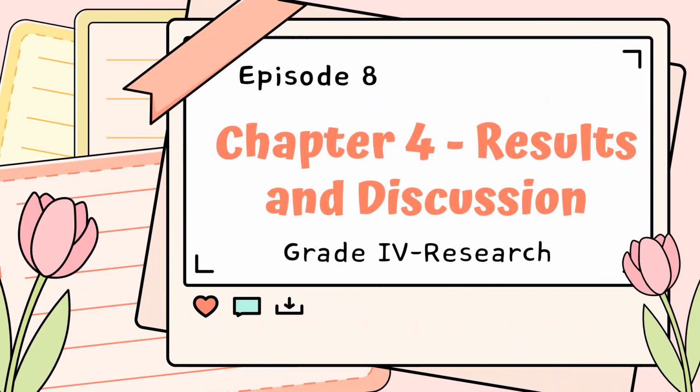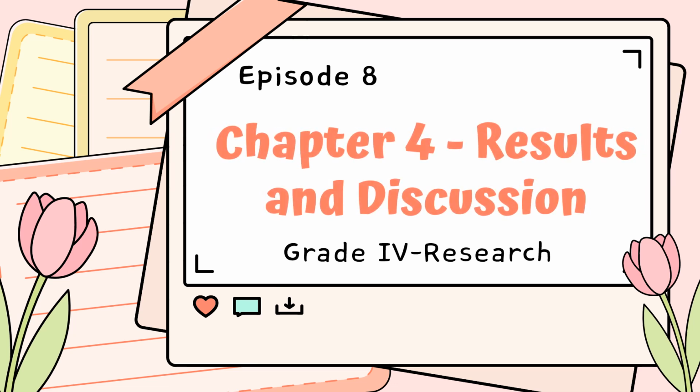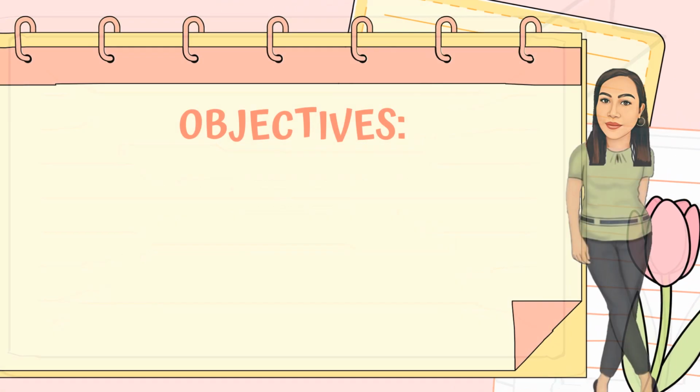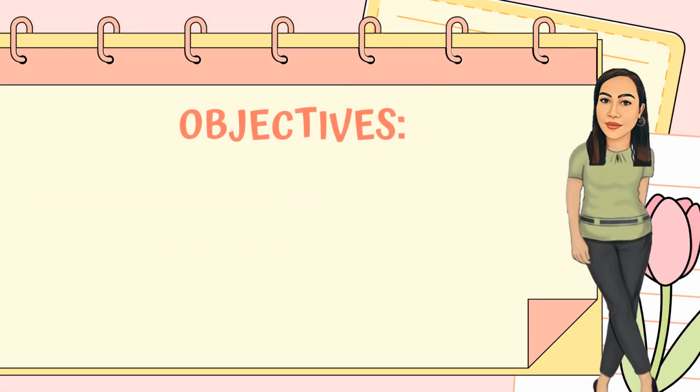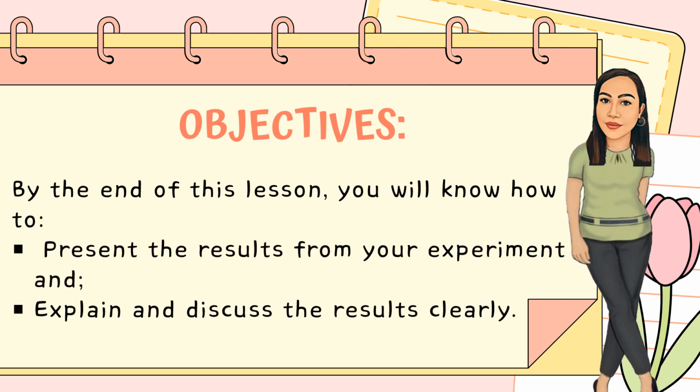Hi, Grade 4 scientists. Today, we will talk about Chapter 4 of your Science Investigatory project, which is all about results and discussion. This is where you'll explain the data you collected in your experiment and what those results mean. By the end of this lesson, you will know how to present the results from your experiment and explain and discuss the results clearly.